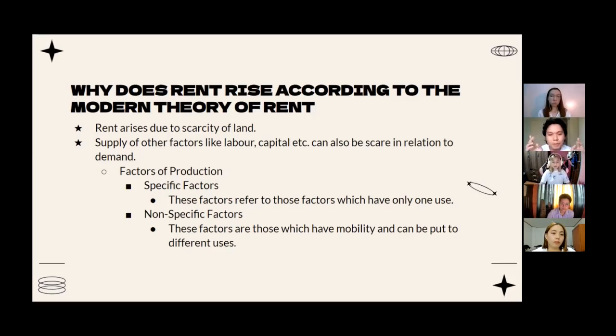So specificity of factors is the main cause of the emergence of rent. It is so because specific factors cannot be put to any other use. Therefore, there is no rent if non-specific factors are seen, as its opportunity cost is zero. In other words, its transfer earning is zero. So it is entirely actual earning in the existing use that is rent. Next slide, please.